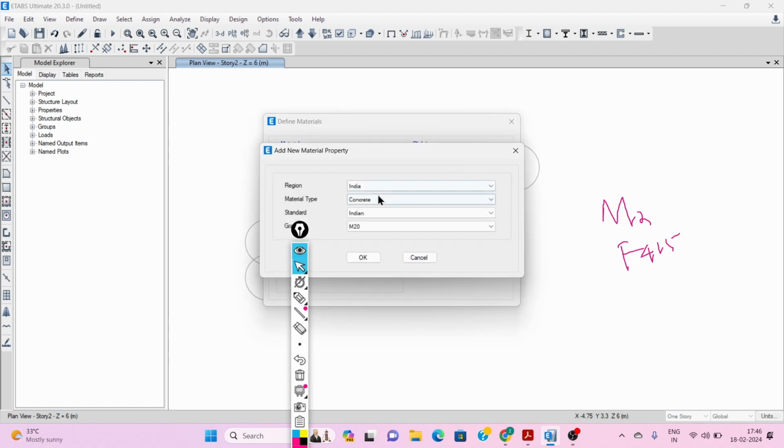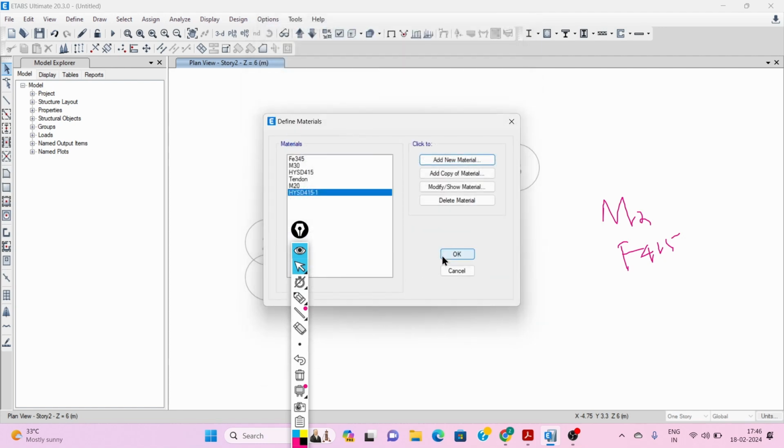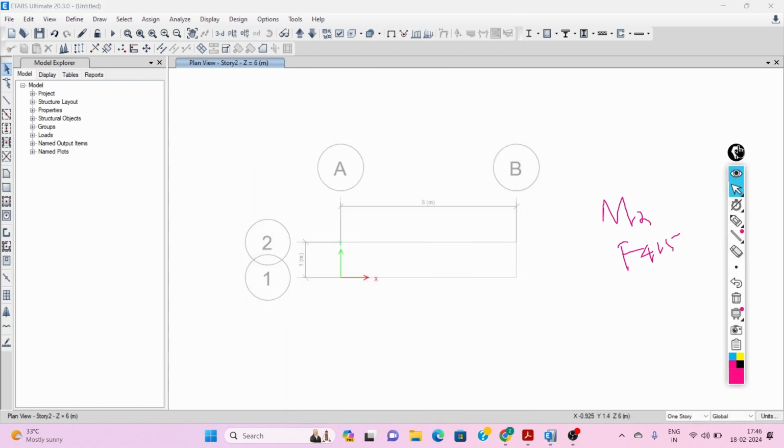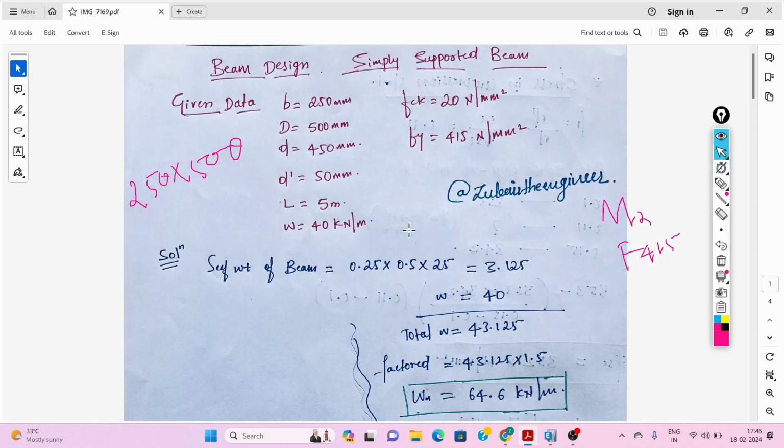Okay, add new property. Here we need to take a rebar, HYSD 500. Just click on OK. Density 78.50 kN per meter cube. Okay. Now we need to take a beam that is 250 by 500, using the data we have calculated earlier. Okay, 250 by 500 overall depth we are taking. Okay, so here effective cover is 50 mm.